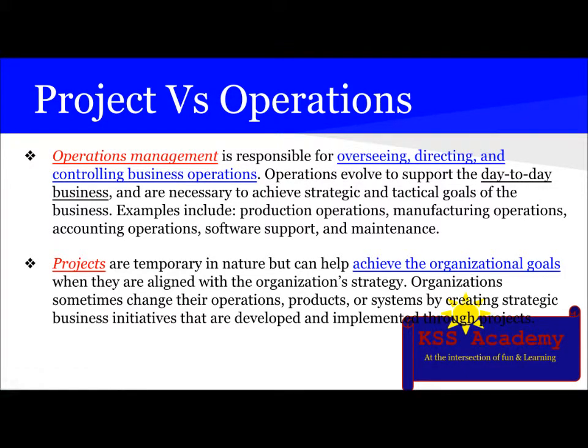What is the difference between project and operations? Operation management is responsible for overseeing, directing, and controlling business operations. Operations evolve to support the day-to-day businesses and are necessary to achieve strategic and tactical goals of the business. Examples include production operations, manufacturing operations, accounting operations, software support, and maintenance.